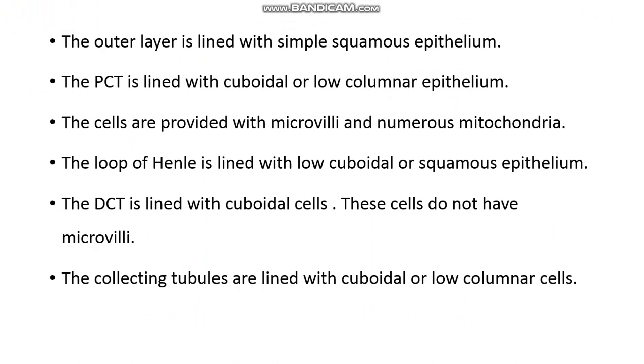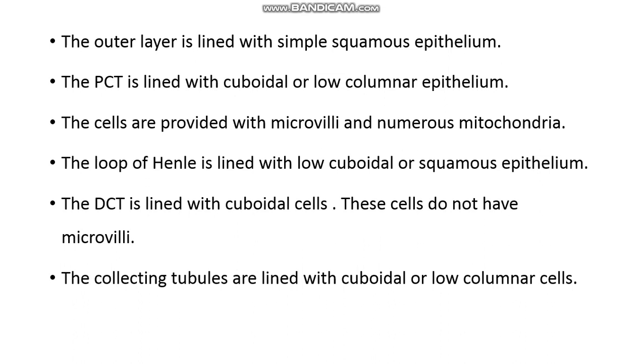Then the proximal convoluted tubule is lined by cuboidal or low columnar epithelium. The cells which form the lining of this proximal convoluted tubule have microvilli and numerous mitochondria in their structure. But the loop of Henle is lined by low cuboidal or squamous epithelium.